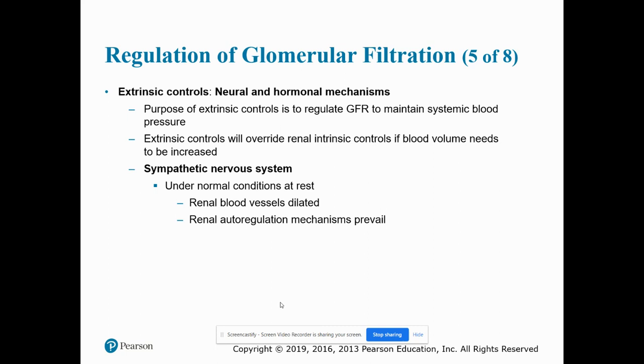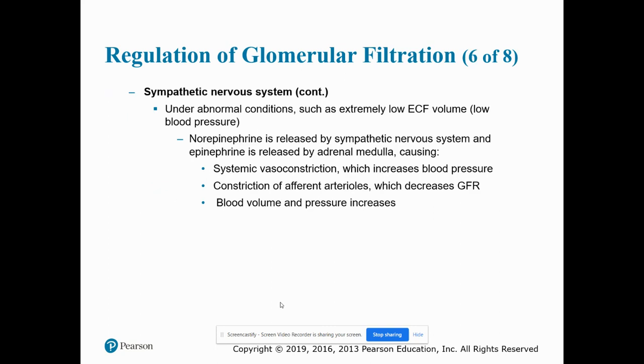So then we start off by talking about the sympathetic nervous system. Under normal conditions at rest, renal blood vessels are dilated and renal autoregulation mechanisms prevail. Under abnormal conditions, such as extremely low extracellular fluid volume or low blood pressure, norepinephrine is released by the sympathetic nervous system, and epinephrine is released by the adrenal medulla, and this is going to cause systemic vasoconstriction. This systemic vasoconstriction is going to increase blood pressure. Constriction of afferent arterioles is going to decrease GFR, and then blood volume and blood pressure will increase.